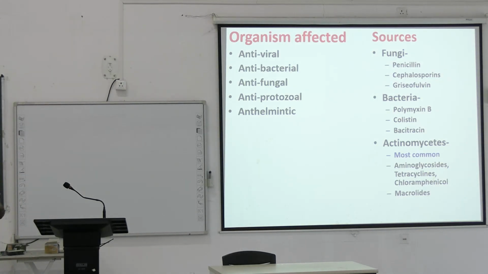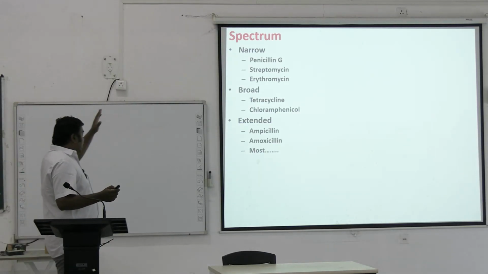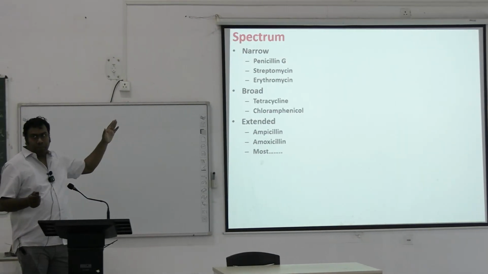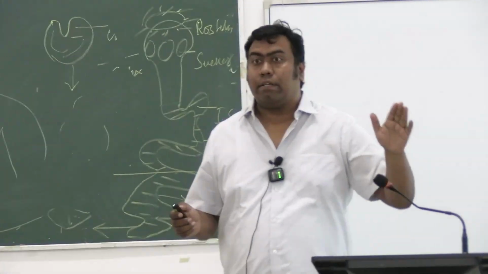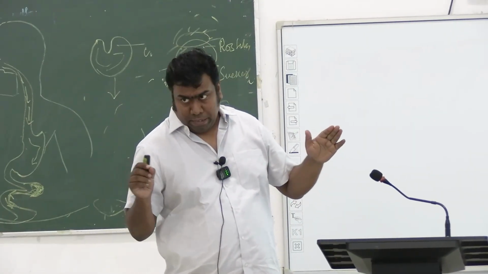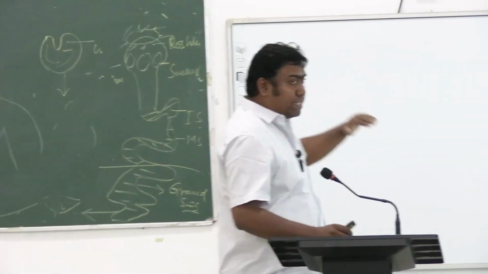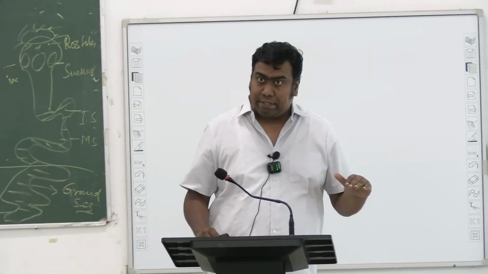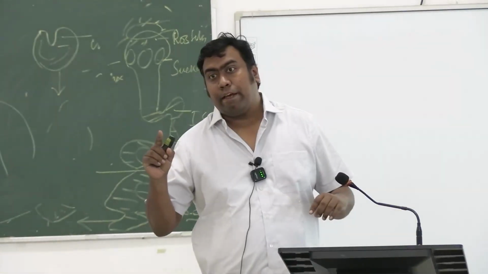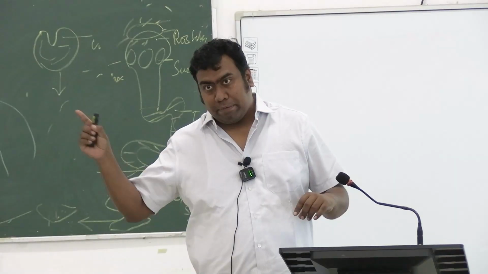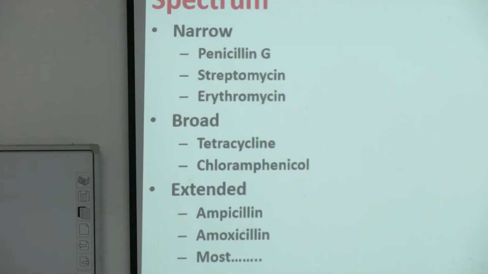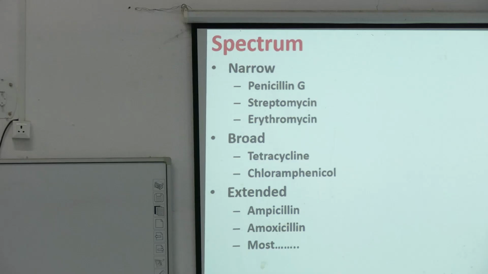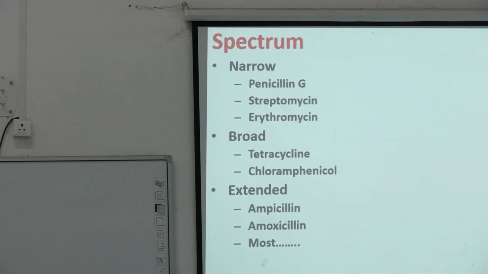Protein synthesis inhibitors. Next, spectrum. Narrow spectrum is penicillin G. Then which group is penicillin G? Beta-lactam, against gram positive cocci. Streptomycin is an aminoglycoside. It can be used as an anti-tubercular injectable drug, and it acts primarily against gram-negative bacilli, and it also has action against Mycobacterium tuberculosis. These are all injectable drugs.